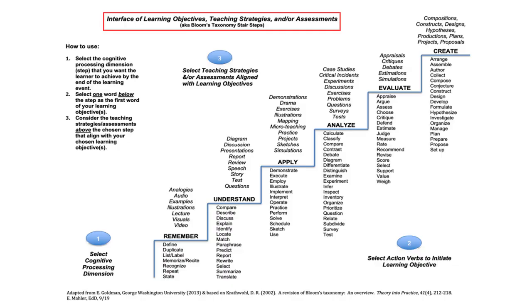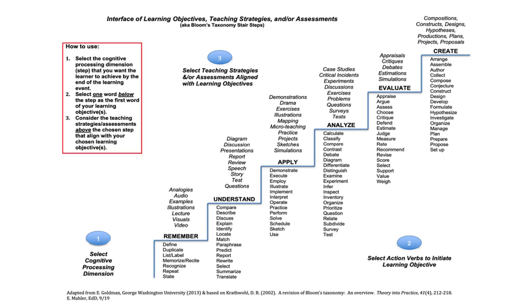To ensure aligned objectives and strategies, we'll use the interface of learning objectives, teaching strategies, and/or assessments graphic based on Krathwohl's update on Bloom's cognitive domain. You can download or print a copy to reference as we go through the process. Use the link embedded in this section. On the left side, a three-step process is outlined under How to Use.